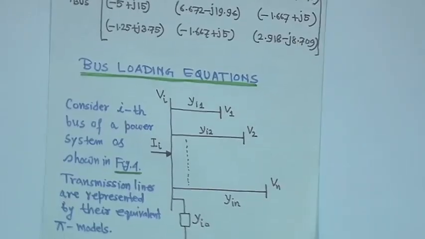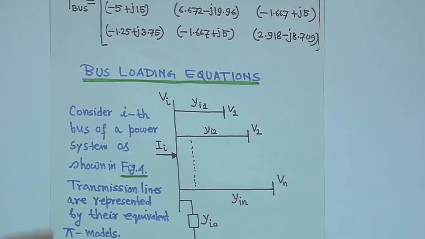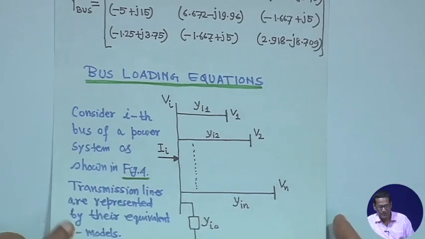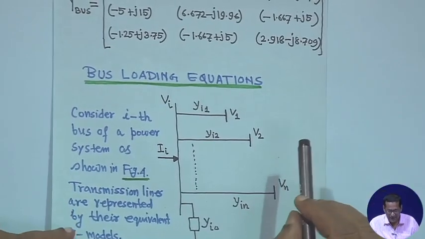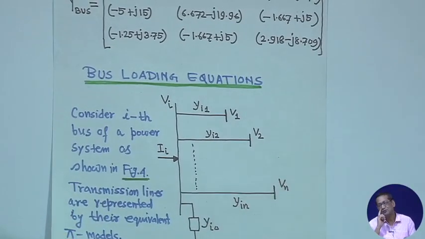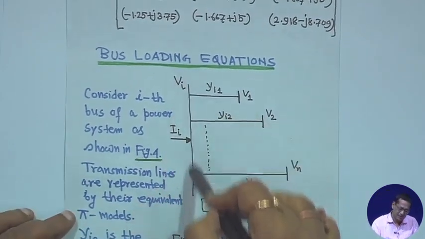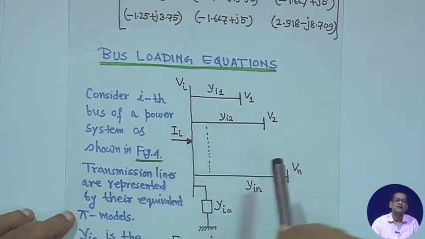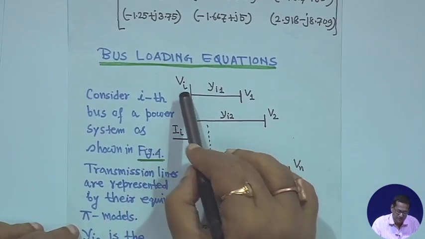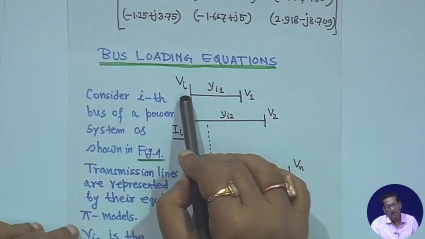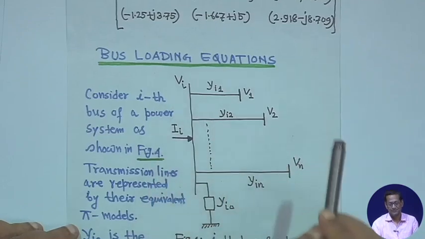Next is the bus loading equation. Now, this is more important for load flow studies, right. Suppose now I have told you how to consider the charging admittance. Now, you consider a bus bar, this is your bus bar, right, and the complex voltage of this bus is V i, right.